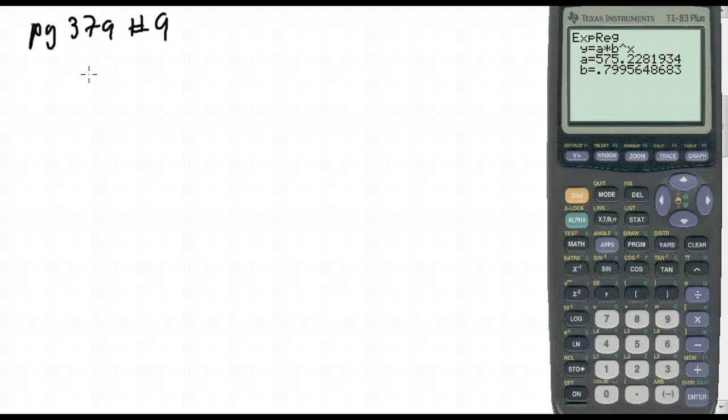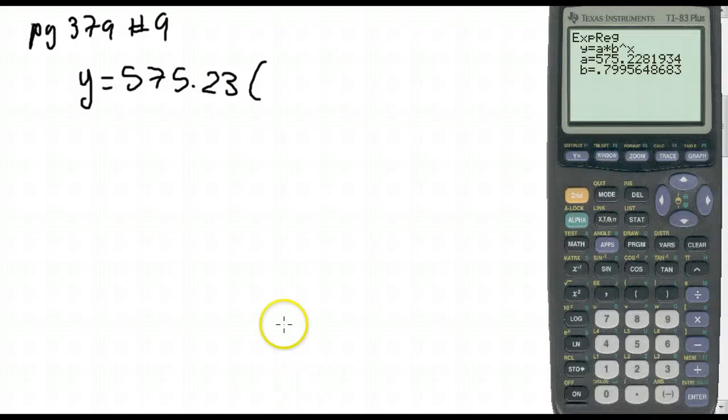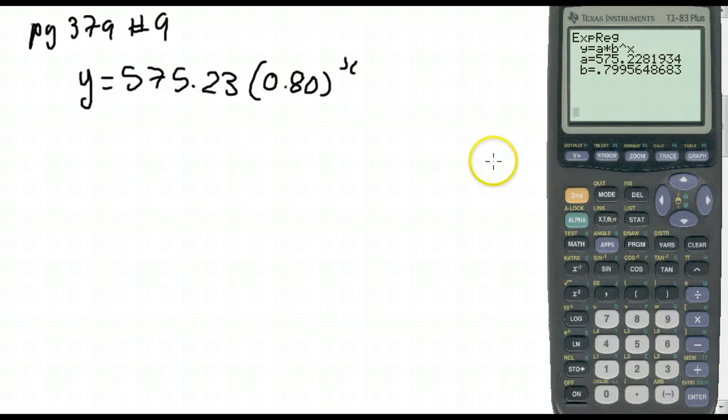Let's round to the hundredths, so y equals 575.23, bracket, 0.80, to the x. Now, if I want to answer any questions for this, like what is the population? So if we want to graph this, our window, we know that our initial value, our y-intercept, is 575, right, which was our time at 0, so that matches.